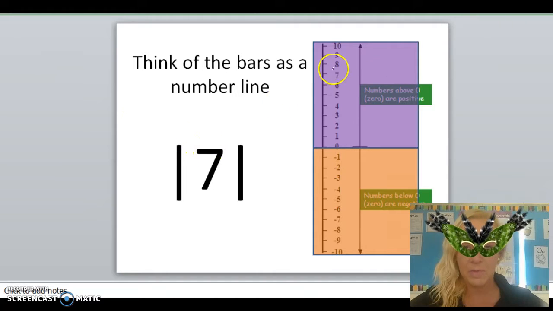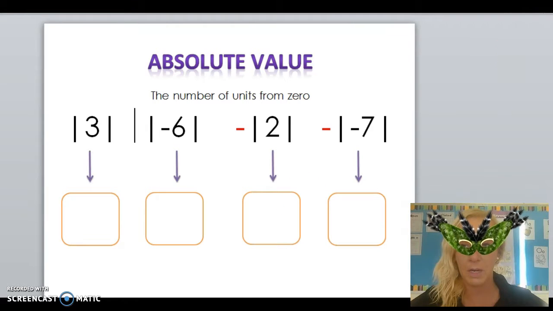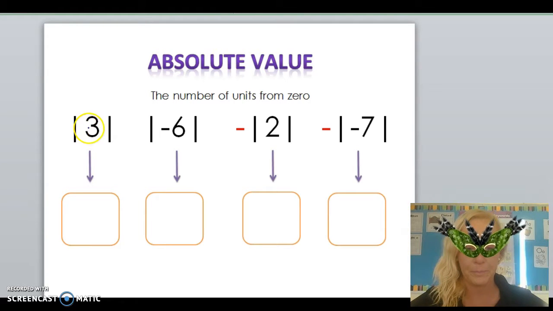The absolute value of 7. 7 is 7 units away from 0. So the absolute value of 7 is 7. Now, what we're going to do is fill out the graphic organizer. We're going to go back to the video to look at how to compare absolute value, but there's a couple different other examples I want to show you.